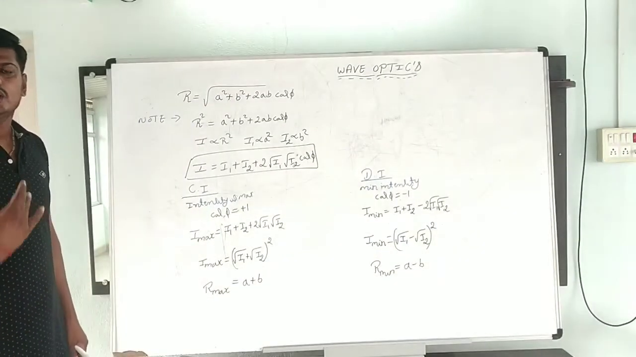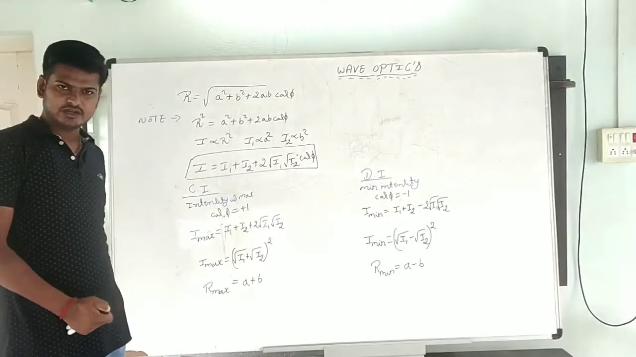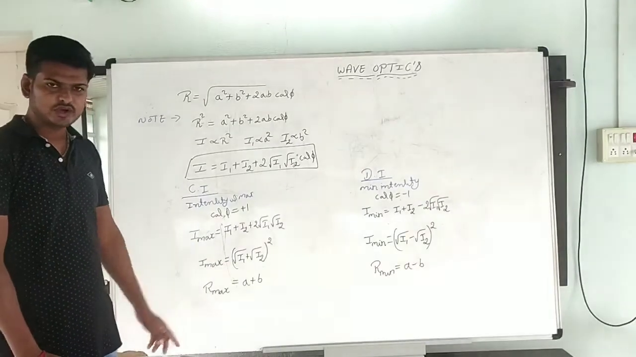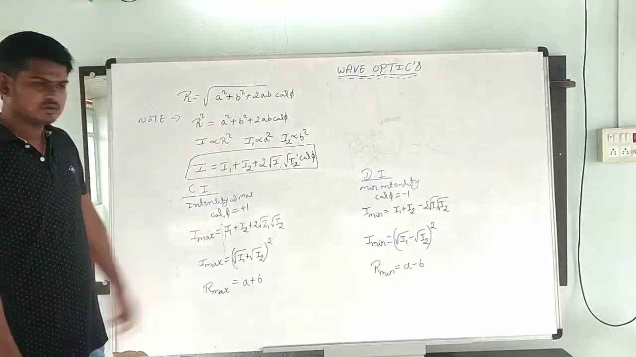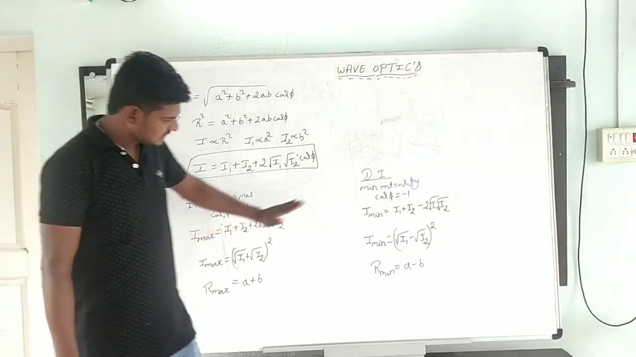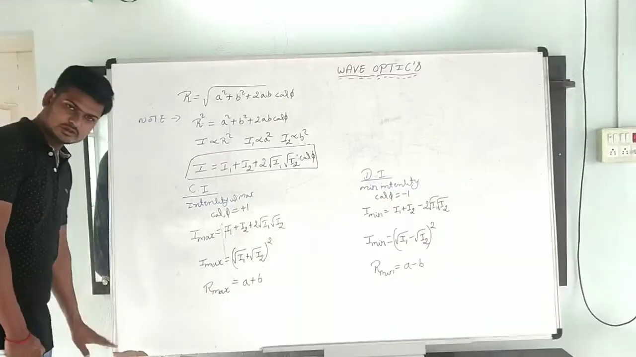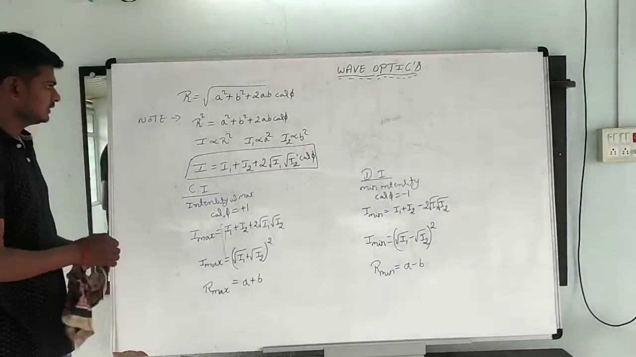Last class we did the case where the amplitudes of both the waves are the same. We wrote the expression for intensity and the conditions for constructive and destructive interference. Now the amplitudes of both the waves are different. Now we can write the maximum intensity and this is the minimum intensity. Again we can write it in terms of like this. Clear?